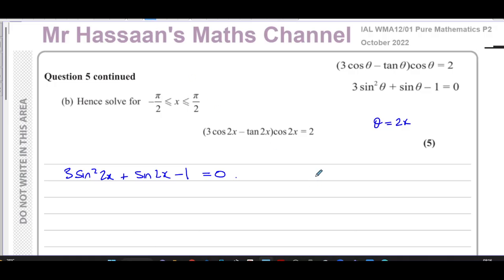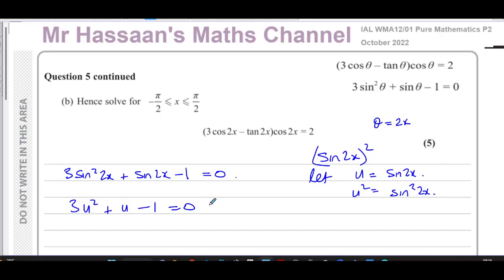Now, to make it easier to solve, we notice that this is like a quadratic. This is 3 times something squared plus something minus 1. Remember, sine squared of 2x is like sine 2x all squared. So if we let, for any letter, for example, u equals sine of 2x, that means u squared will be sine of 2x all squared, which is the same thing as sine squared 2x. So I can say this is like 3u squared plus u minus 1 equals 0. Now I can try to solve this quadratic equation.